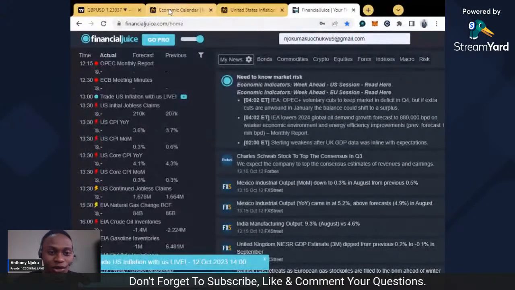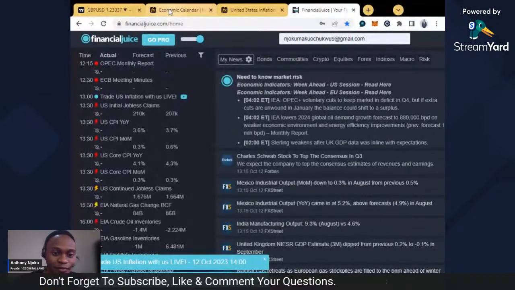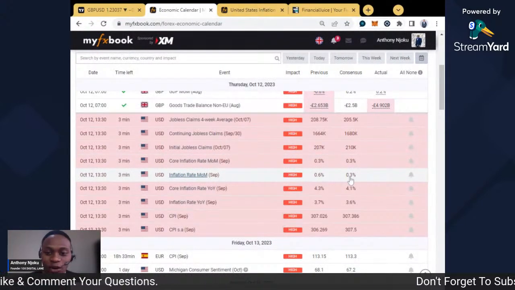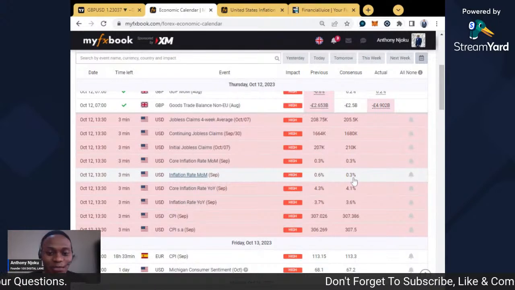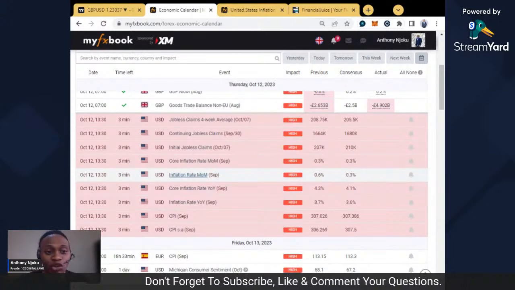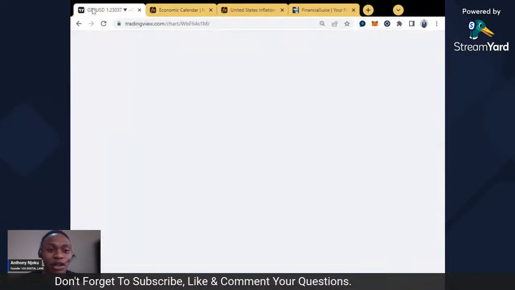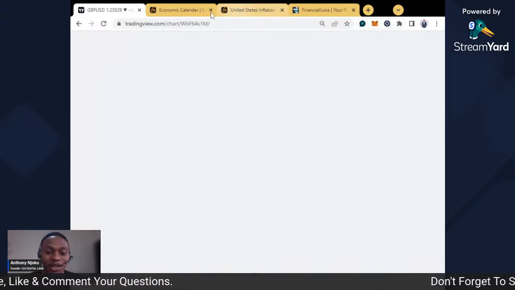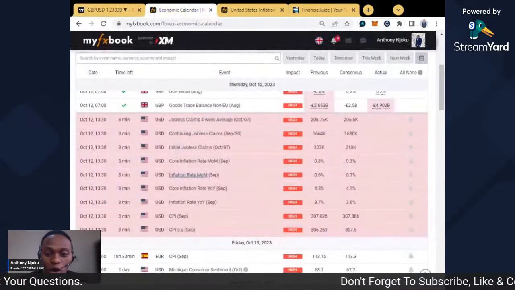So this is what I see for the CPI. This is inflation rate month over month, and currently it is 0.3% expected. So if we get something higher than 0.3, it's going to make dollar strong. And if dollar is strong, we expect GBP USD to sell. So that is what we're looking out for.